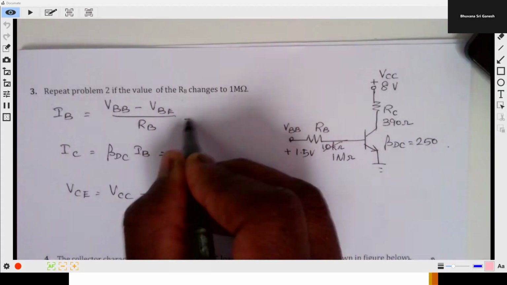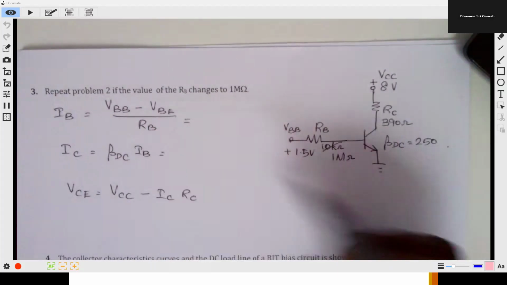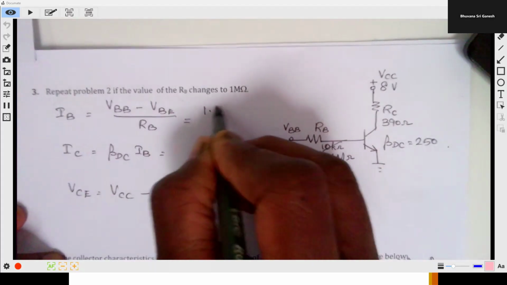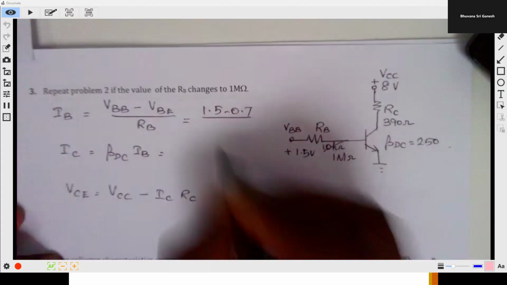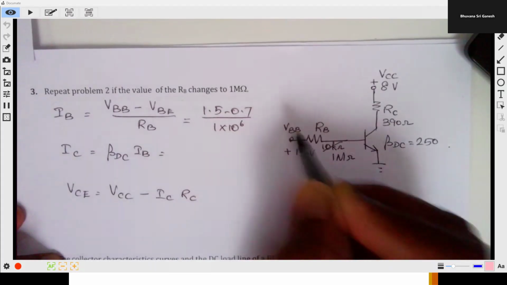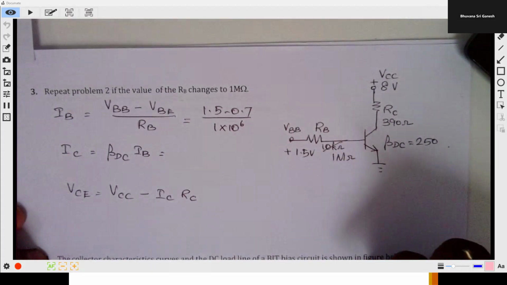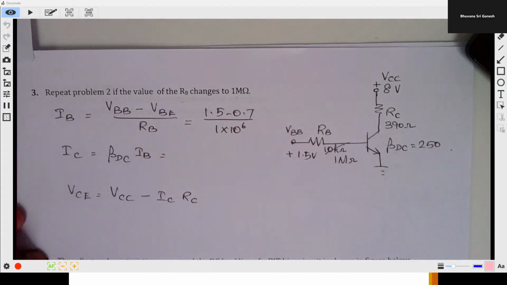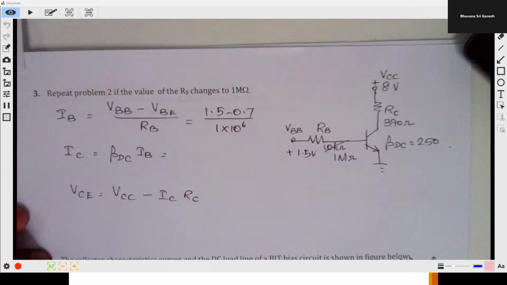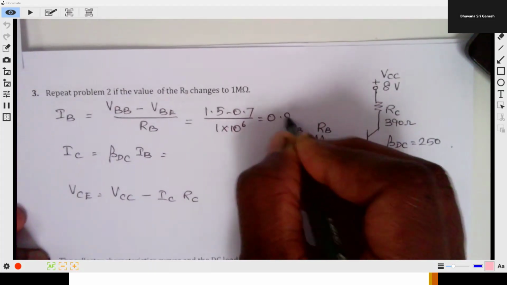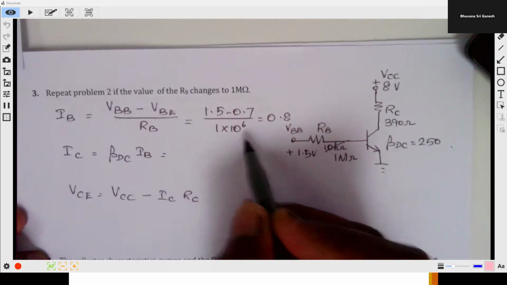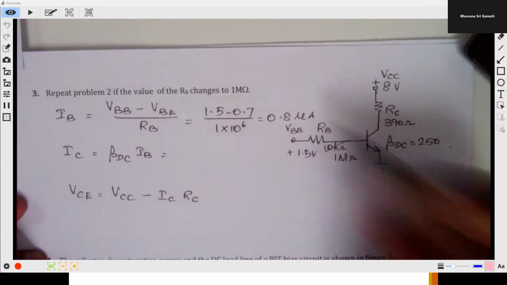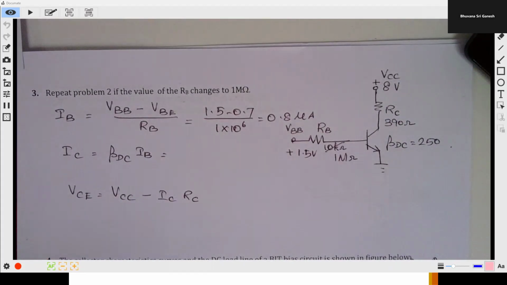Now VBB 1.5 minus 0.7 over RB. Okay, now 1.5 minus 0.7 over the value of RB, which is 1 mega, 1 times 10 power 6. Okay, mega is this. So on the calculator 1.5 minus 0.7, that's 0.8. This is 0.8 times 10 power positive 6 comes to the numerator as negative 6. So negative 6 is what? Micro. 0.8 microamperes, right? 0.8 microamperes.